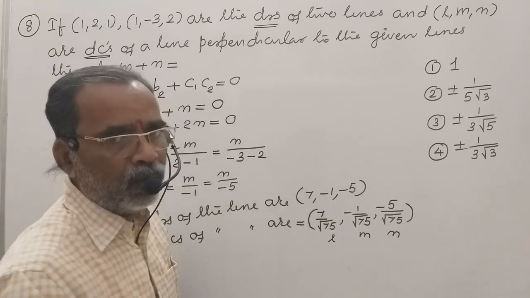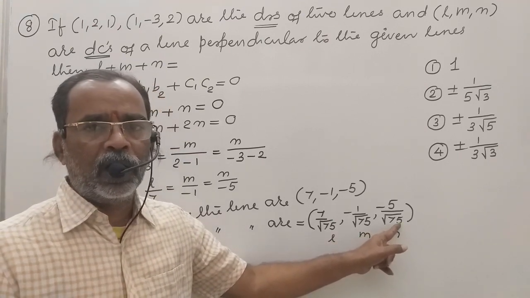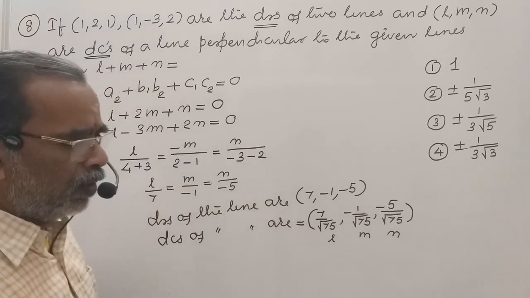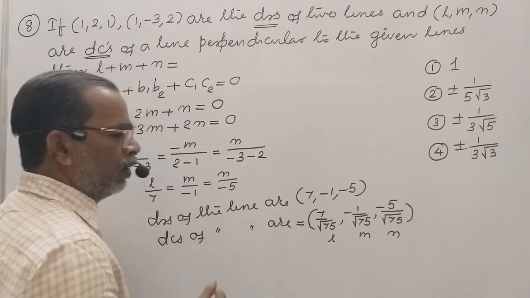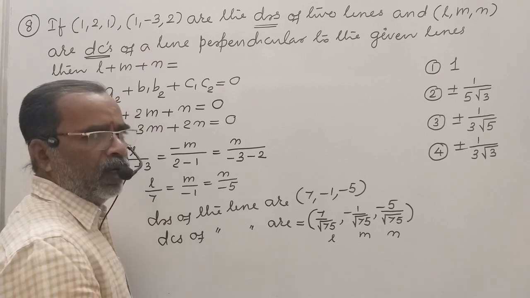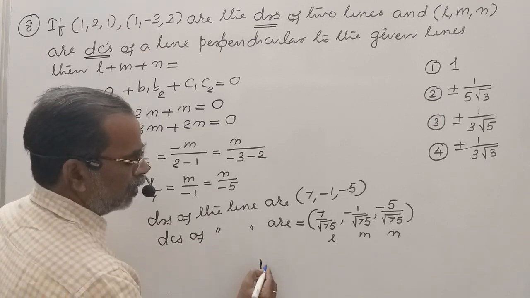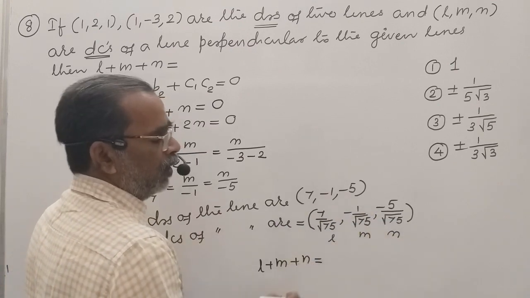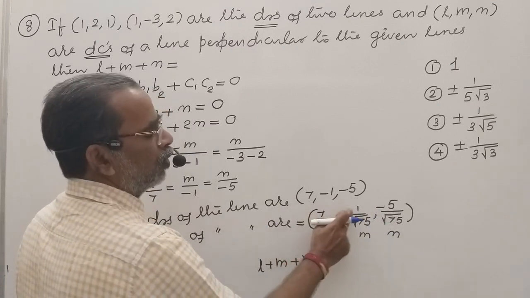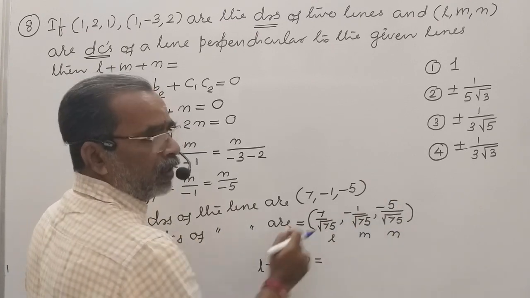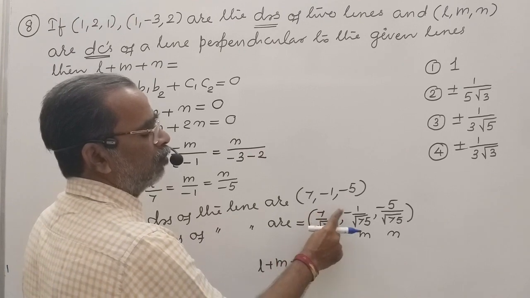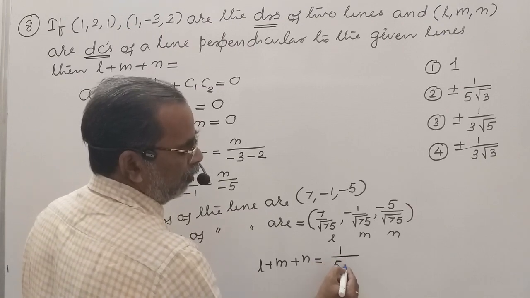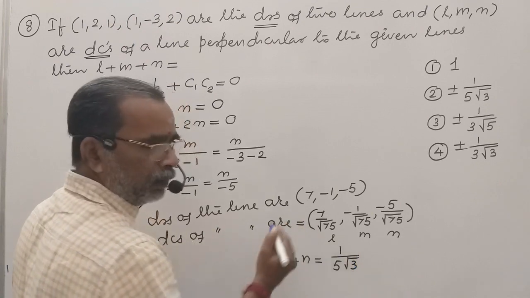For every line there will be two DCs. If these are one triad of DCs, then what is the other? By changing sign, minus plus minus. No problem. Always you find only one DC. If you write one DC, the other DC will be obtained by changing the signs. Here in the question, what he asked: what is the sum of L plus M plus N? We will add these three. Their denominators are equal. Therefore, take LCM. LCM is root 75. Then in the numerator, we will get 7 minus 1 minus 5. What is that? It is 1. 1 divided by root 75. Root 75 is 5 root 3.